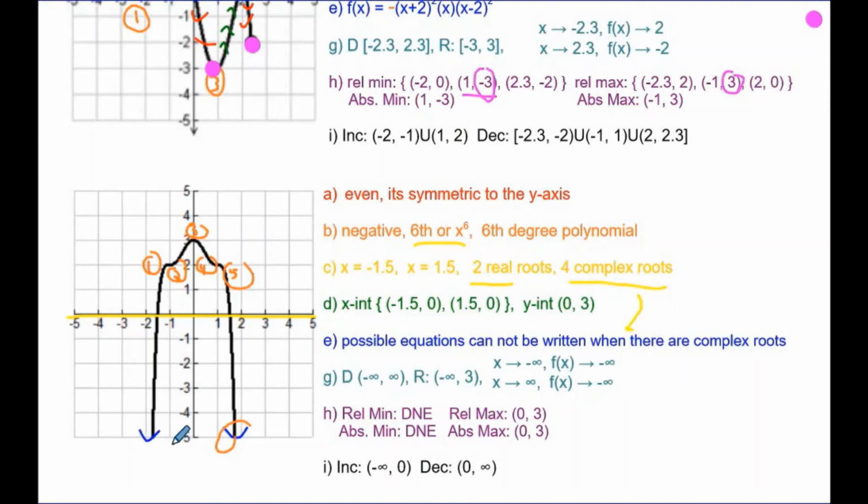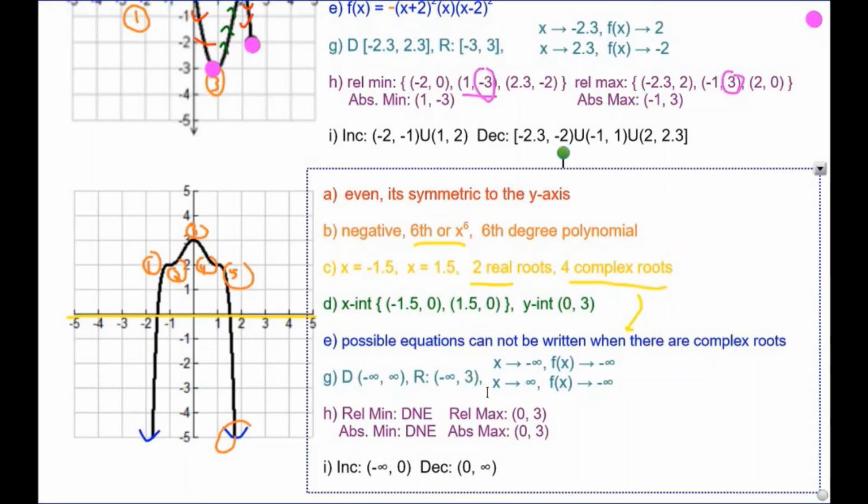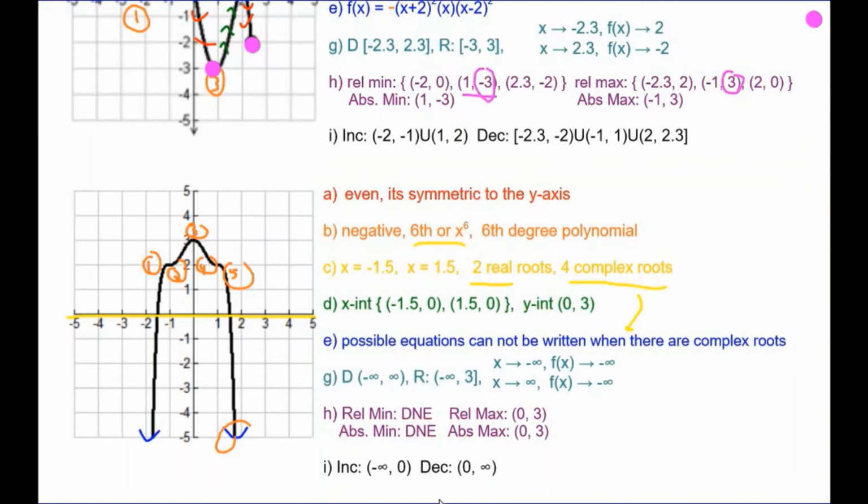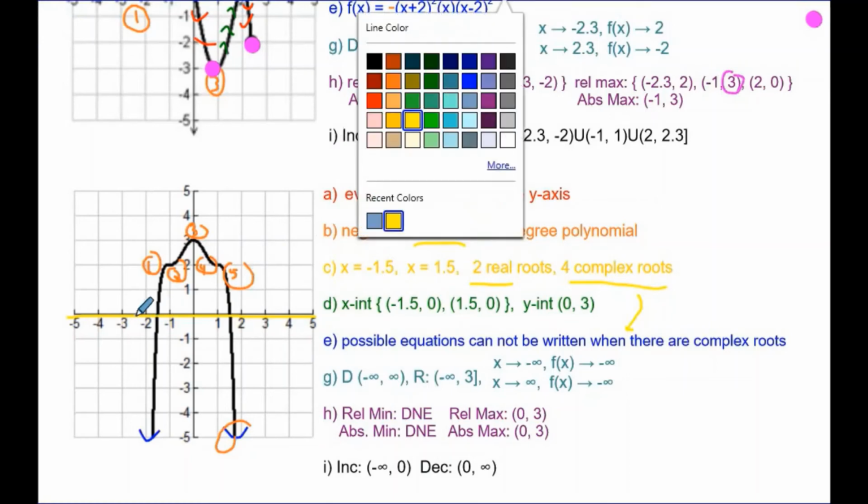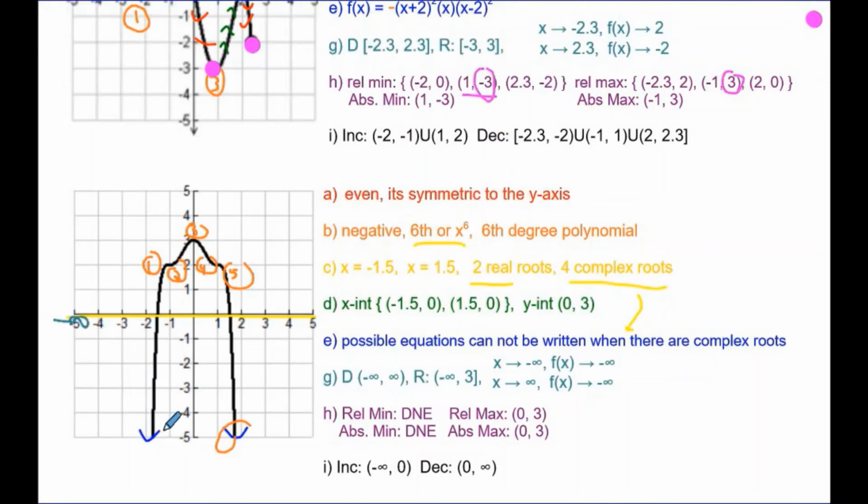The domain of this graph is -infinity to infinity. The range is -infinity stops at 3. I just noticed a little typo. That should be a square bracket. All right, and so to look at the end behavior, as the graph goes to -infinity, the graph is pointing down. So at -infinity on the x-axis, we're going downward. So -infinity goes to -infinity. At infinity on the x-axis, it's also going down.